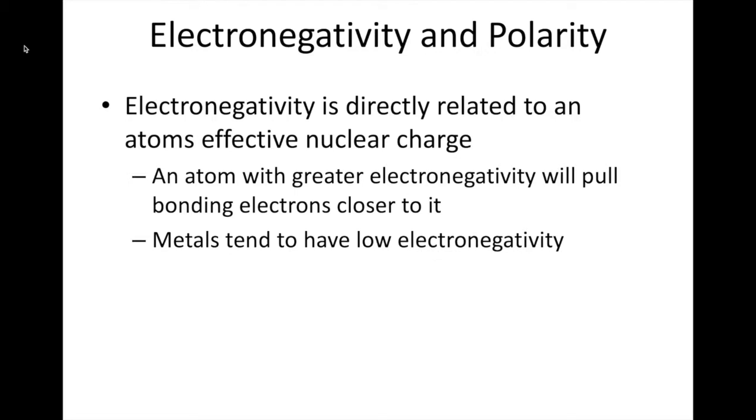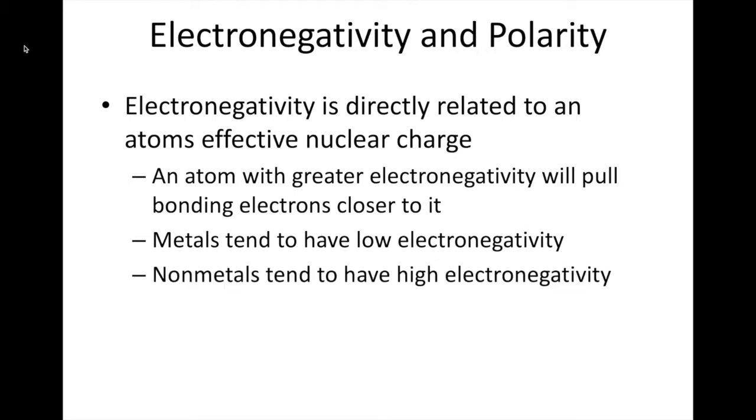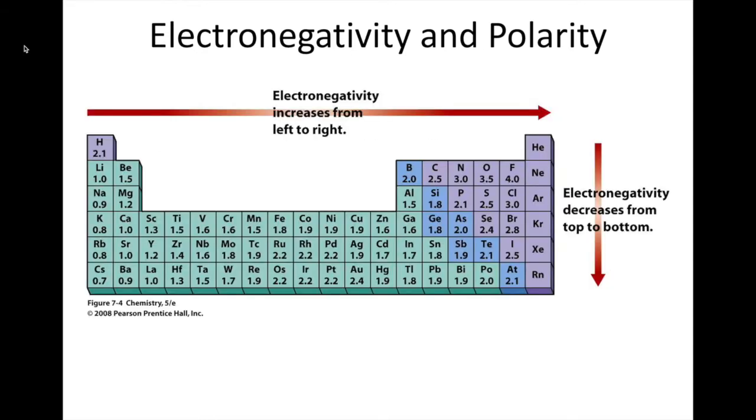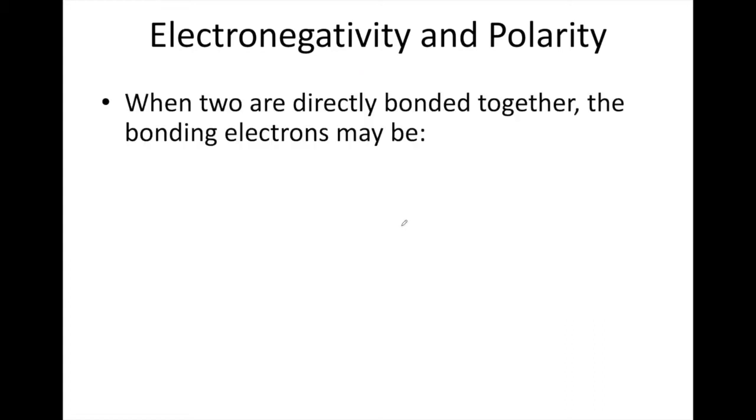Metals tend to have low electronegativity values, whereas nonmetals tend to have high electronegativity values. Here you can see a very simple electronegativity chart, and if you look carefully, you see that the electronegativity values increase from left to right across our periodic table, and they tend to decrease as we go down the periodic table. Atoms like fluorine, oxygen, nitrogen, and chlorine are going to have some of the highest electronegativity values, and then they decrease as we move away from those atoms.